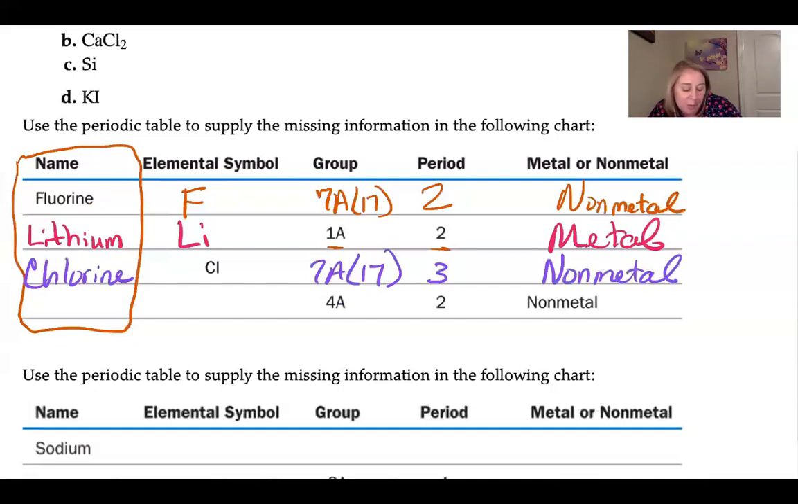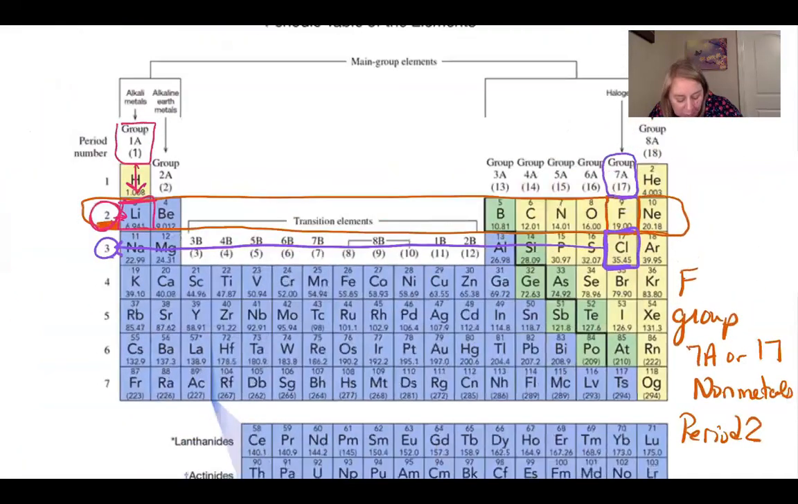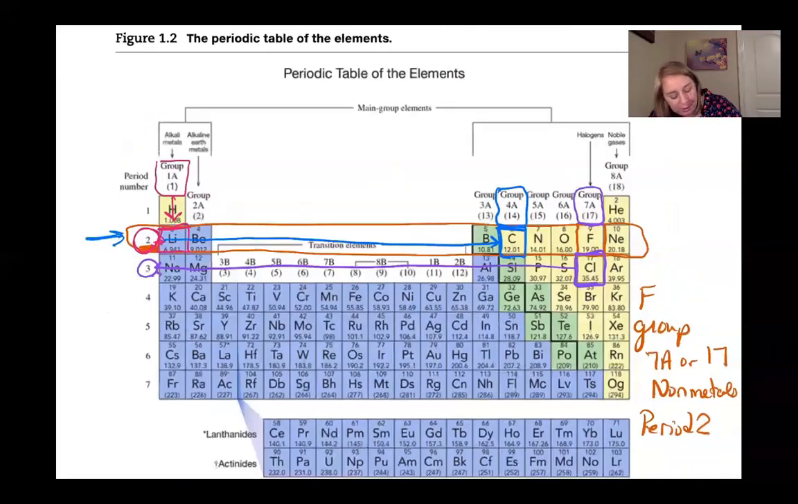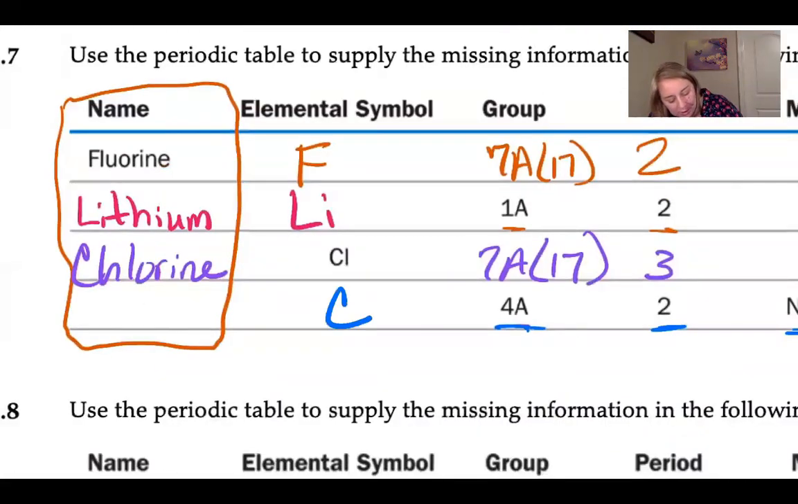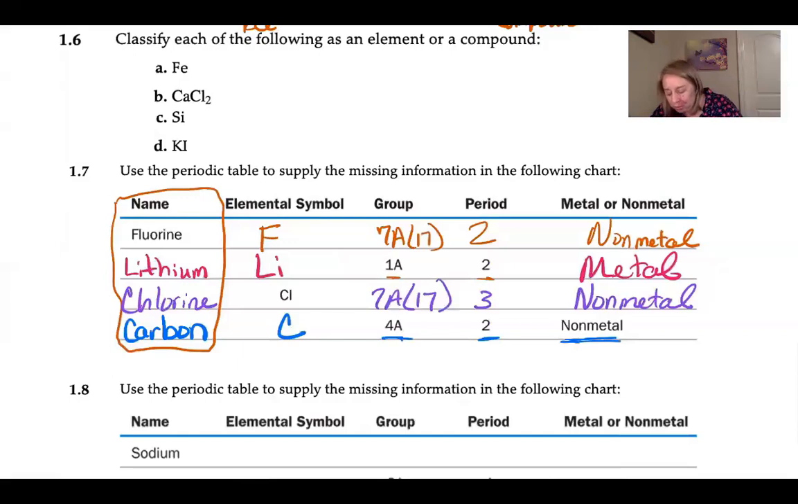Okay, the next one, we're given the group and we're given the period. We need to figure out what element it is. They're telling us that it's a non-metal, so you at least kind of know that you should be looking in those yellow elements. But group 4A, period 2. So let's go. Group 4A in period 2. So we're going to go down and across. So here we go. And we meet right there at carbon. So carbon is a C, and that is carbon. Okay, pretty easy. You just got to know what you're looking for.